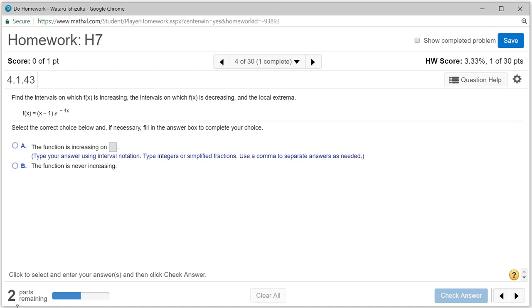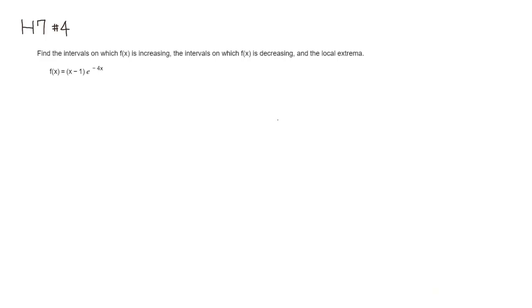Alright, let's look at homework 7, problem number 4. We want to find the intervals of increase and decrease and local extrema. So let's do that. Let's find the derivative. We have two things multiplied together, so this is a good place to apply the product rule.